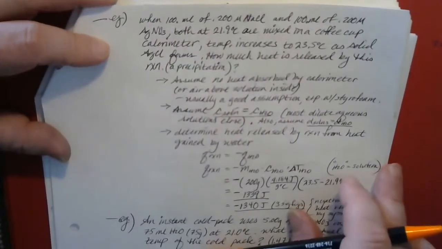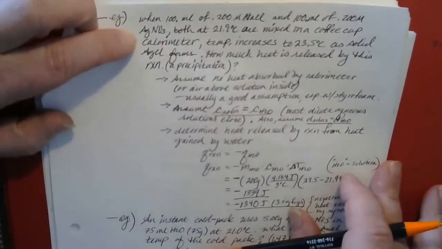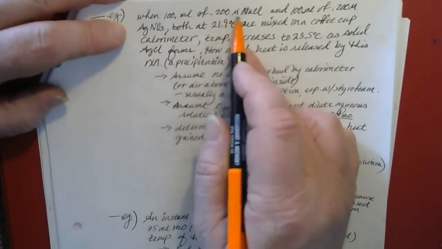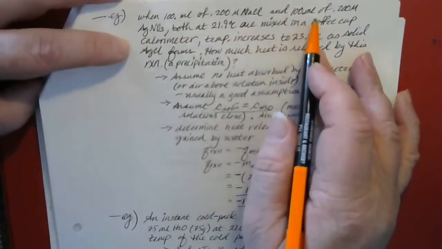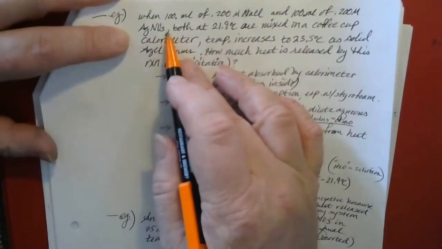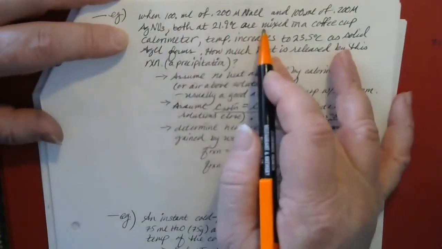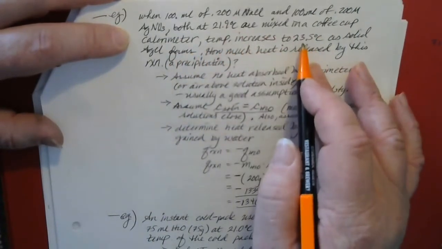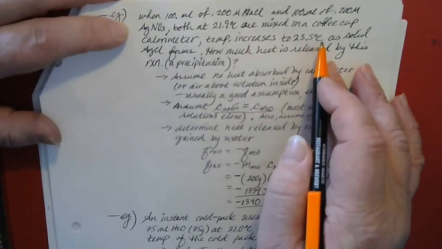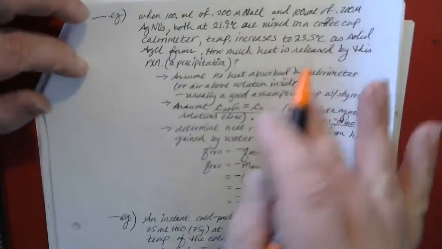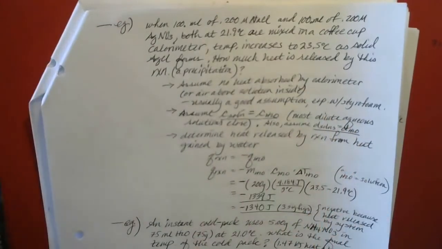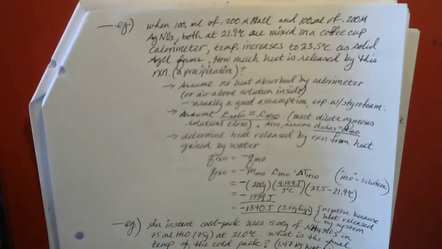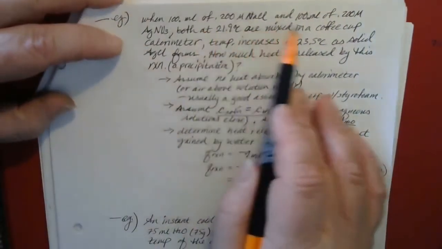In this case, we have a precipitation reaction going on, where we have exactly 100 milliliters of 0.2 molar sodium chloride and 100 milliliters of 0.2 molar silver nitrate, both at 21.9 degrees Celsius, and they're mixed in a coffee cup calorimeter, and the temperature goes up to 23.5 degrees Celsius. Now, you notice that the problem doesn't say anything about how much water is in the calorimeter. That's because when we start out, there is no water in the calorimeter. The water comes from the solutions.